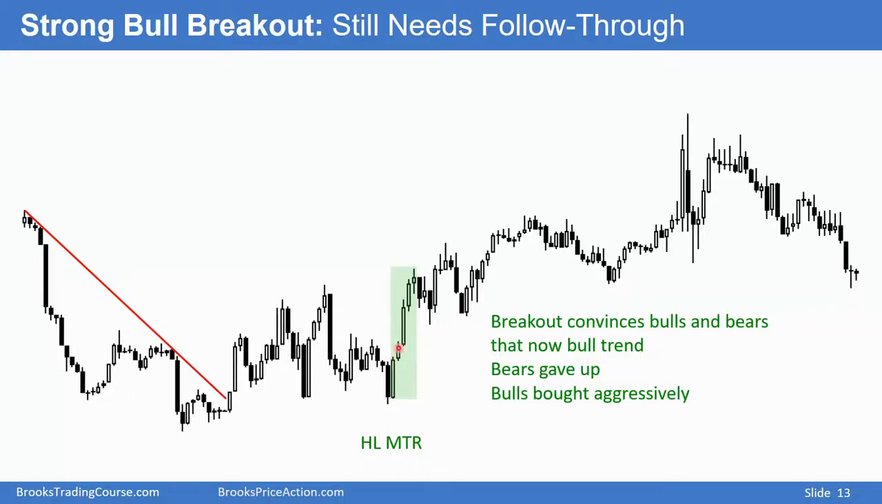Here we have a second consecutive bull trend bar closing on its high. And now we have an even stronger bull trend bar closing on its high. The bears are giving up, and bulls are taking control. The bulls are buying aggressively, and they're expecting some kind of a measured move up at a minimum. The breakout convinces traders, both the bulls and the bears, that it's now a bull trend.